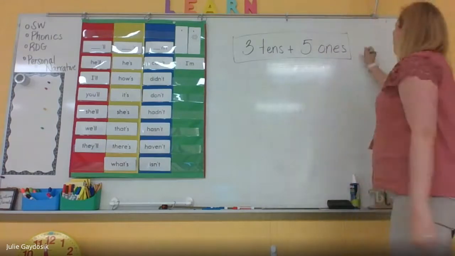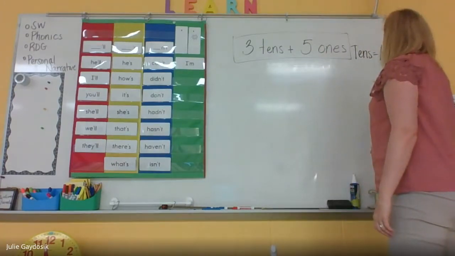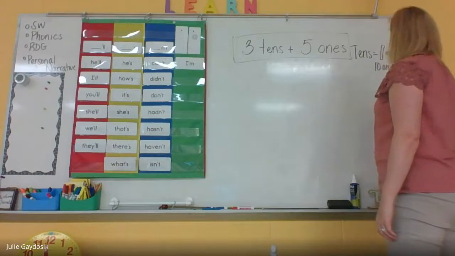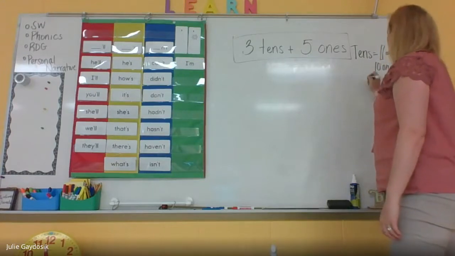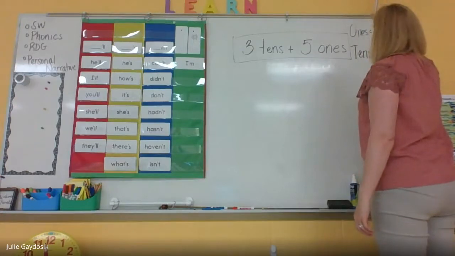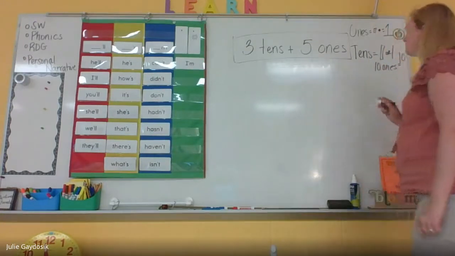Don't forget that tens equal the stick, or 10 ones, it's worth 10. Ones, on the other hand, are the little cube or the little dot, and they are worth 1.